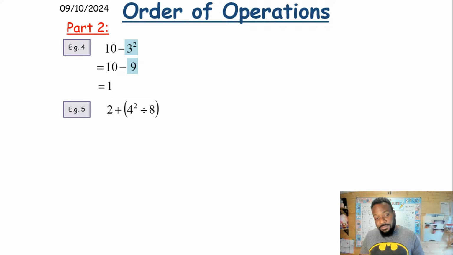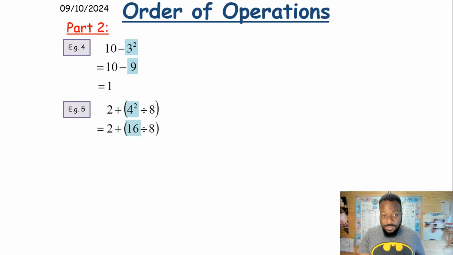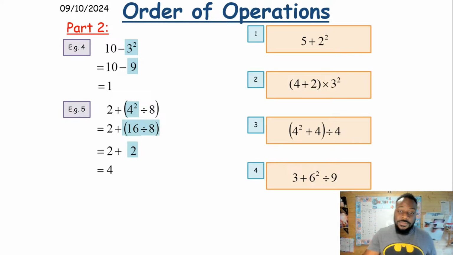4 times 4, which gives us 16. Divide by 8, which is going to be what? 8 goes into 16 twice, okay? So it's just 2 plus 2, 4.